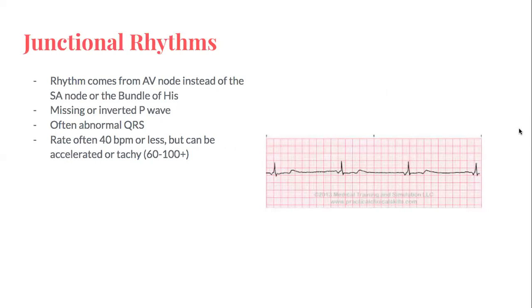Another type of rhythm that we can see are junctional rhythms. This is when the rhythm comes from the AV node and starts in that AV node instead of the SA node or the bundle of His. In these junctional rhythms, you often don't see a P wave, or that P wave may be inverted, as in this strip right here. There's typically an abnormal QRS in a junctional rhythm, and the rate is often less than 40 beats per minute, but it can be accelerated or tachyjunctional, which would be more consistent with what you would see in tachycardia and a normal heart rate.